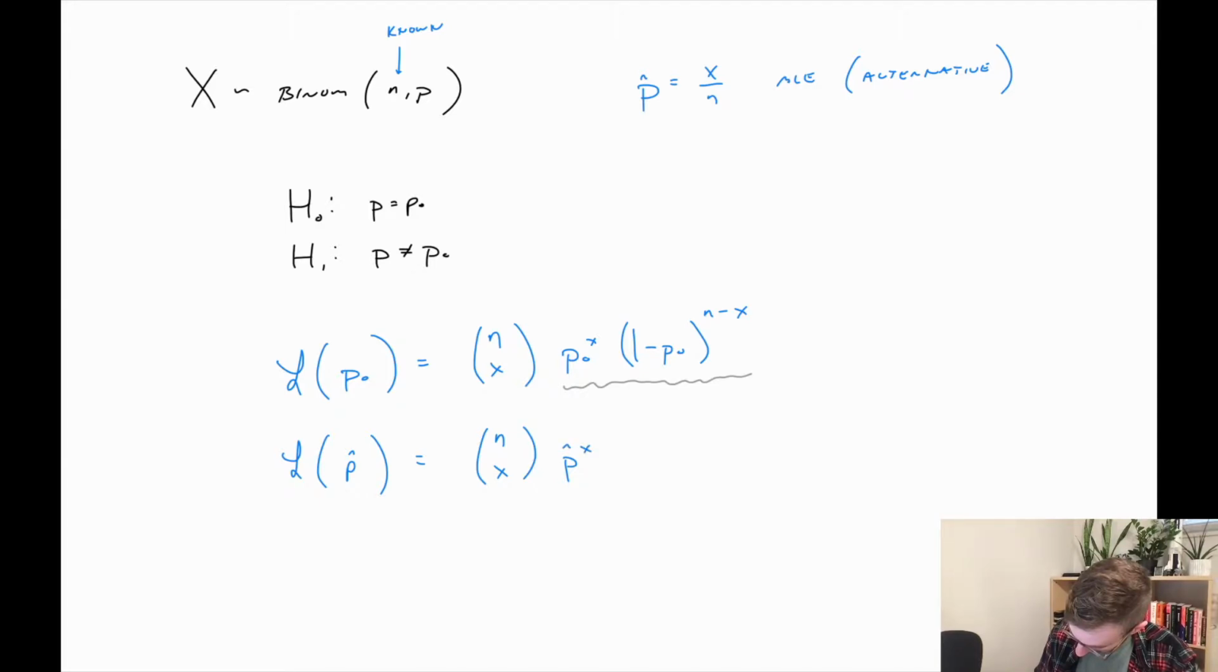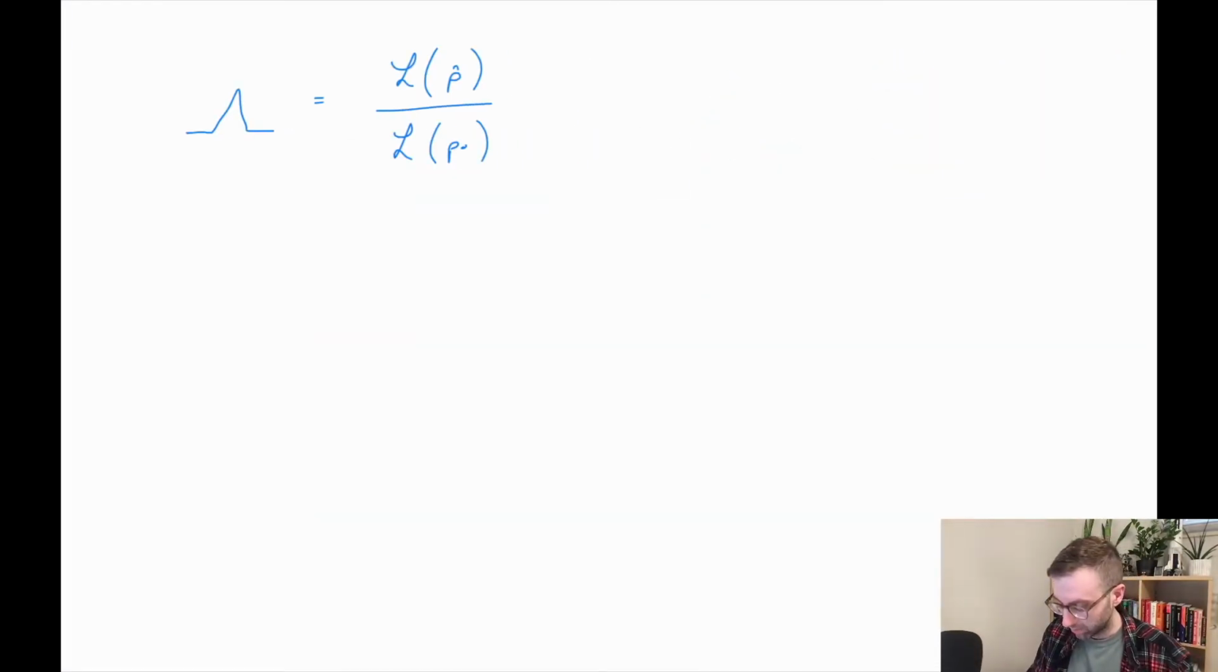So that's p hat to the x, 1 minus p hat to the n minus x. And again, this is for the null, and this is for the alternative. Okay, so the next step would be to calculate the likelihood ratio. I'm going to re-explain that in a second because there is one minor confusion there. So the likelihood ratio is the ratio of the likelihood under the alternative to the null.